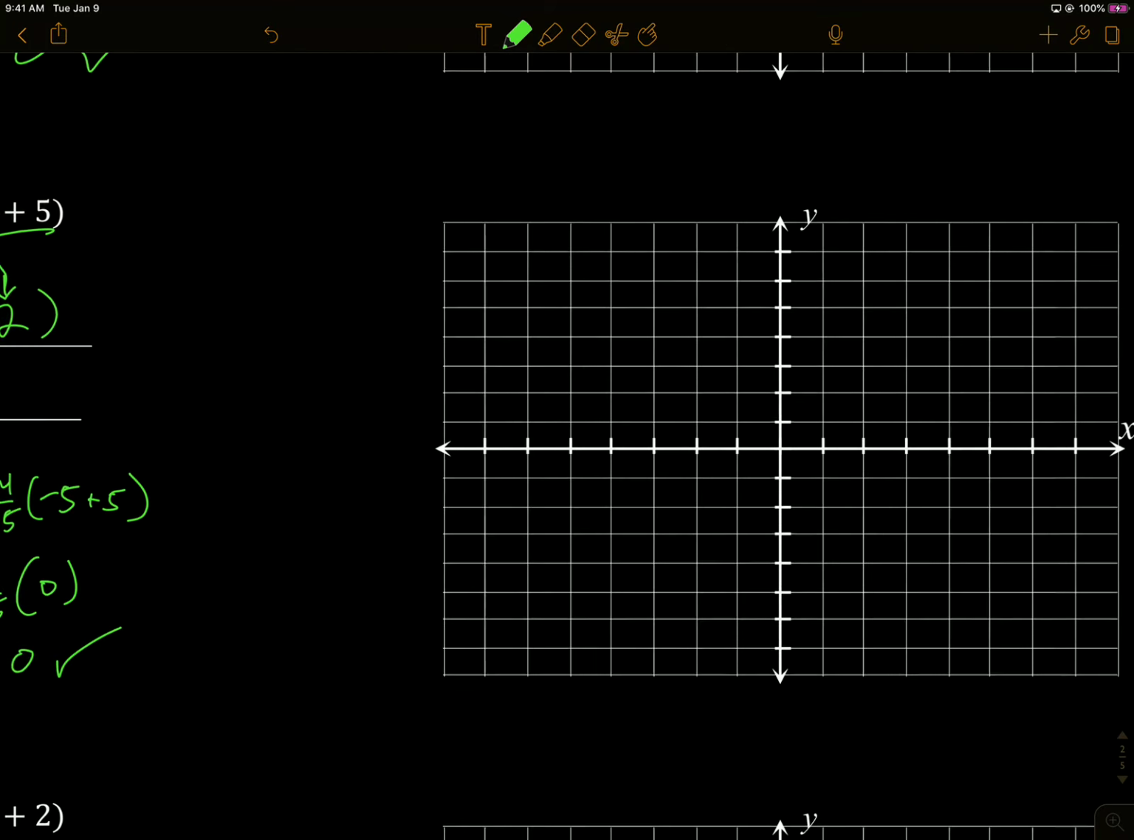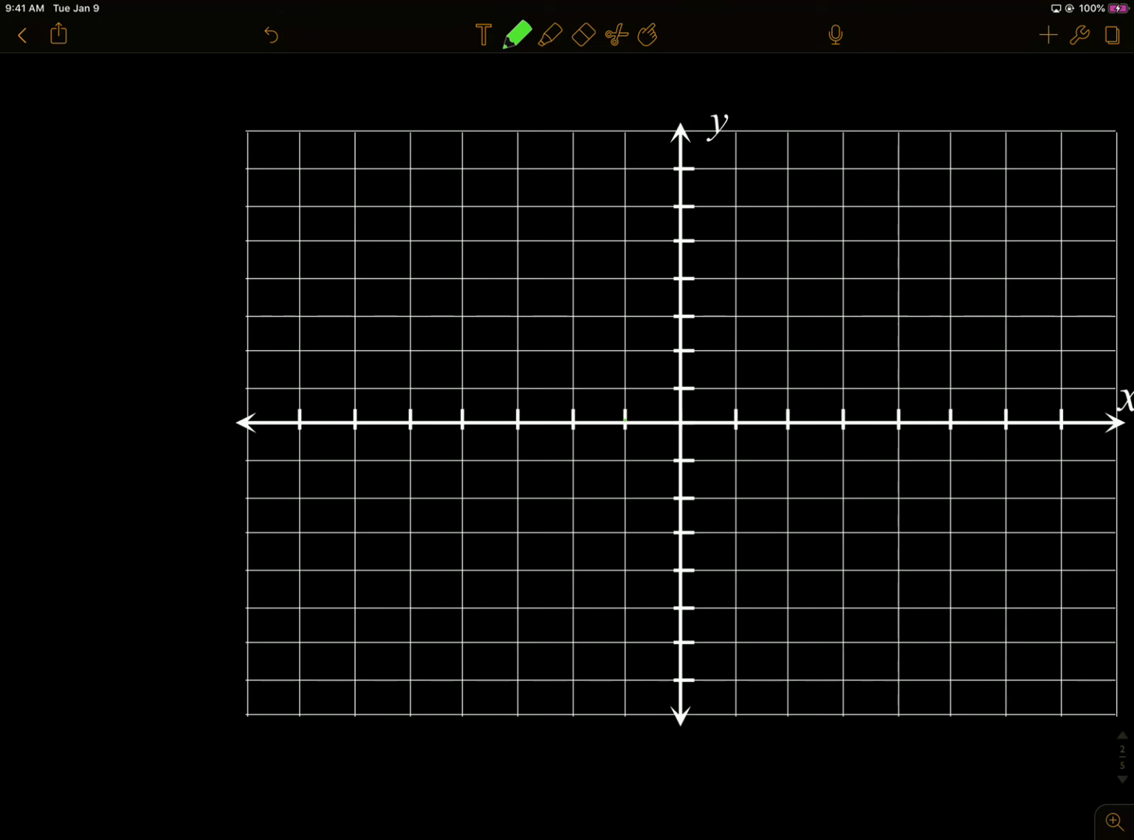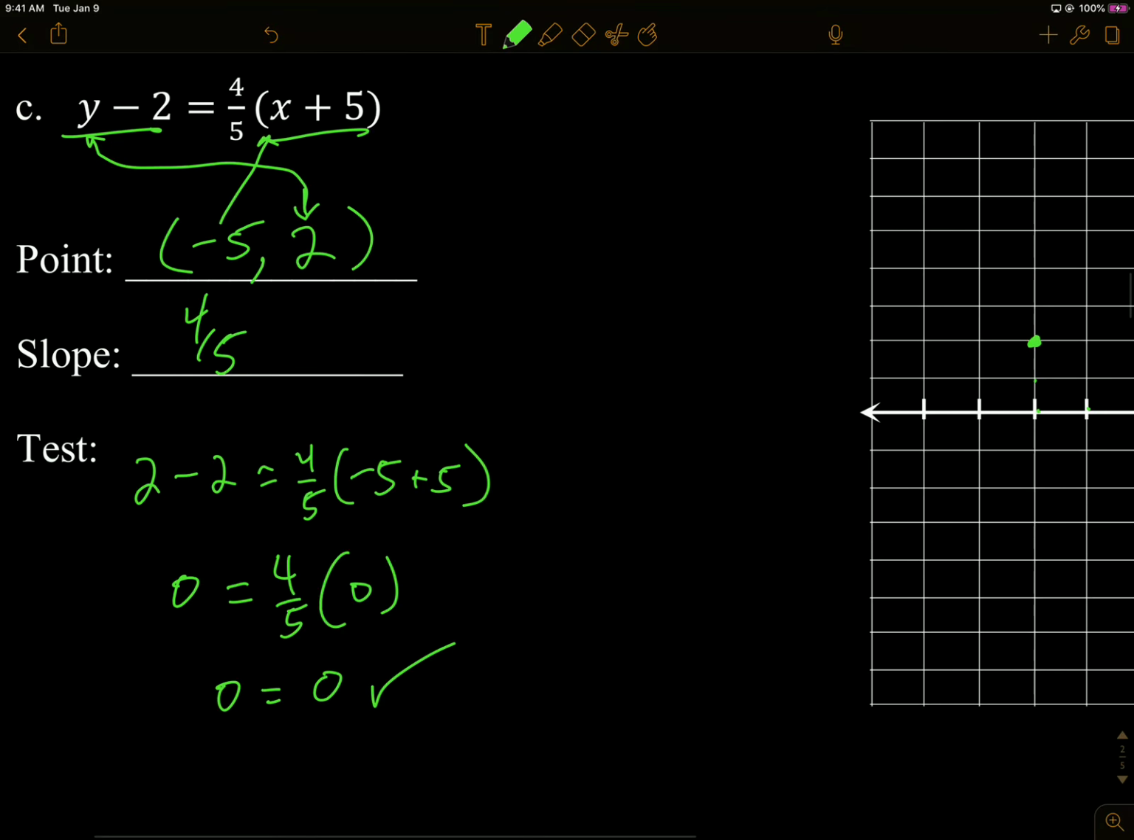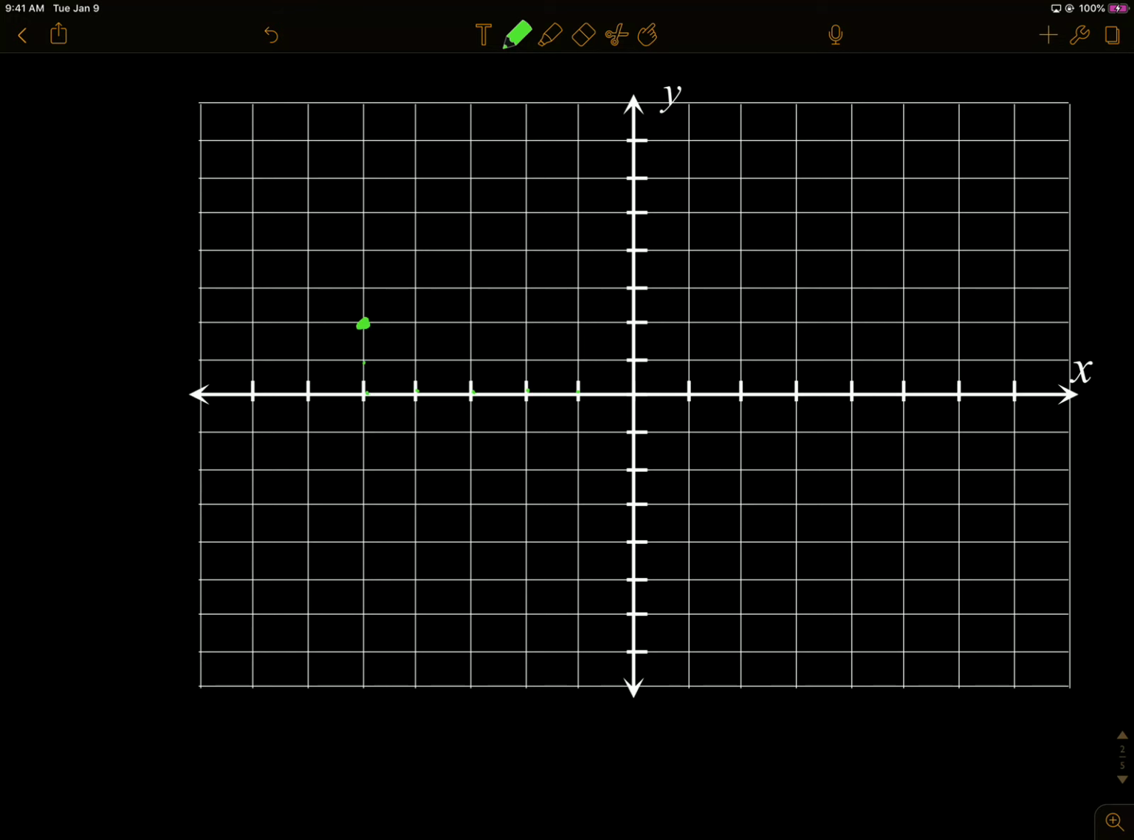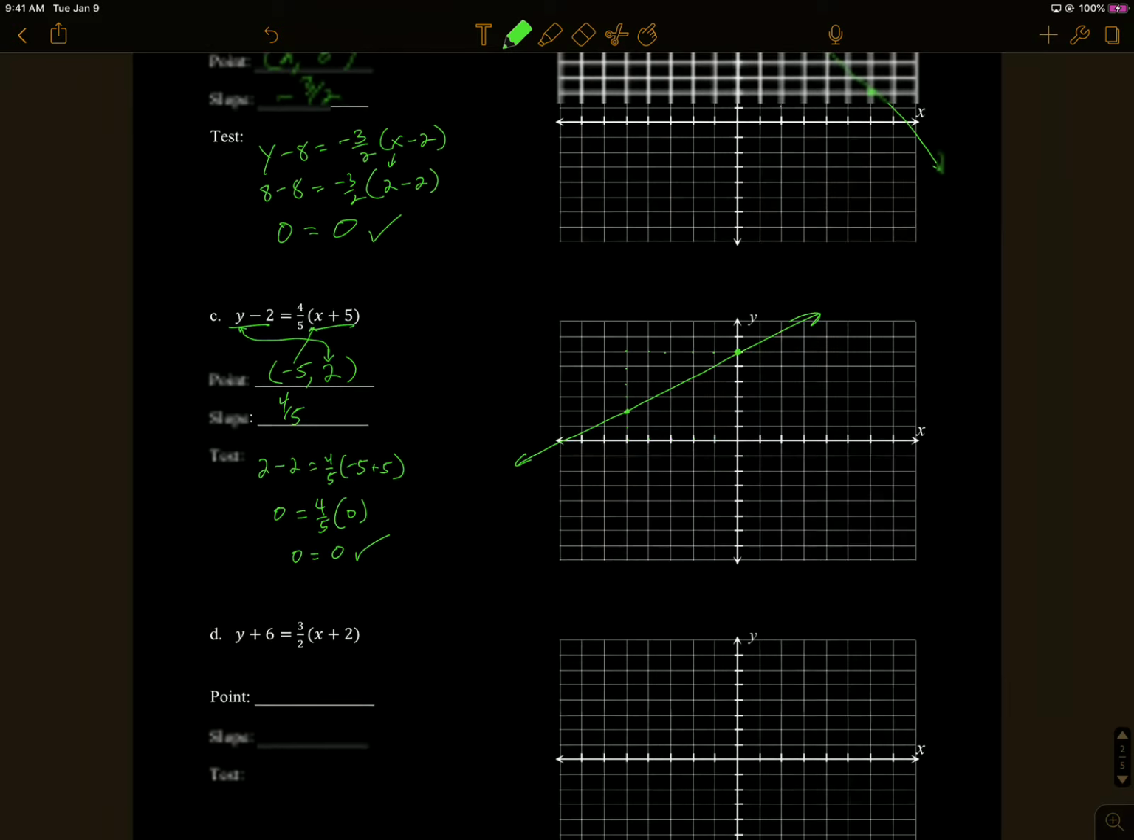So now if I want to graph, I'm going to graph (-5, 2). 1, 2, 3, 4, 5. 1, 2. There we go. And then we're going to use the slope 4/5. So I go up 4, 1, 2, 3, 4, and right 5. 1, 2, 3, 4, 5. There's my 2 points. I can graph my line.